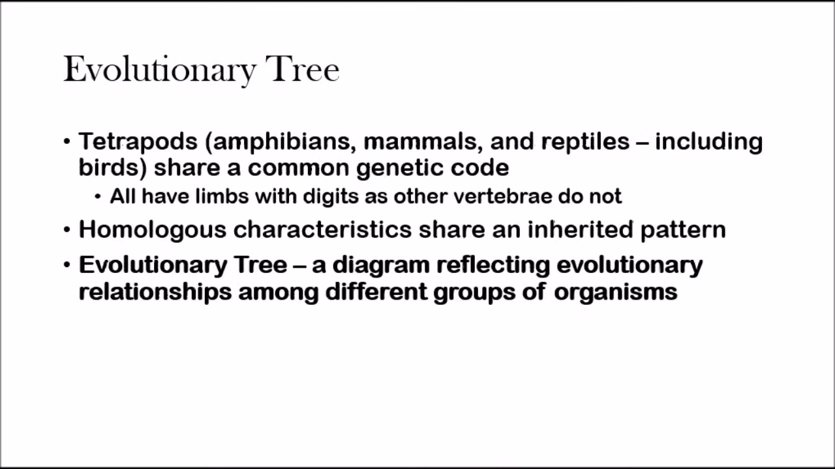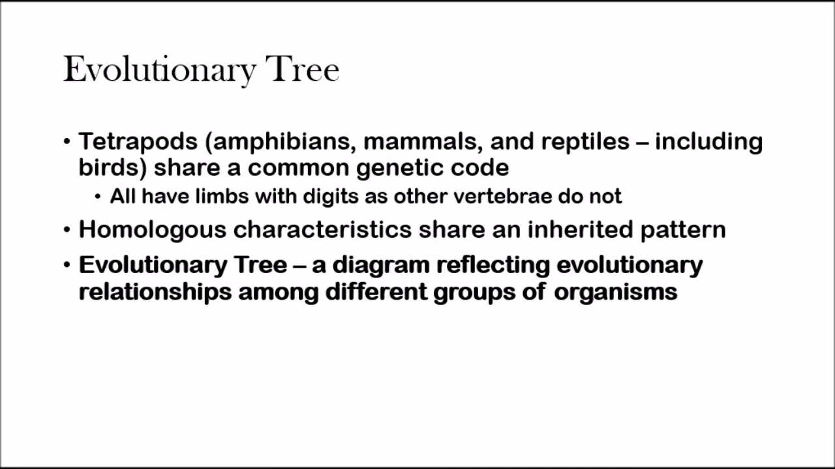Now, an evolutionary tree is a diagram reflecting evolutionary relationships among different groups of organisms, and scientists use this all the time. They draw evolutionary trees to try to represent the path of how we went from one common ancestor into all these different types of species. If you look at tetrapods, they are amphibians, mammals, and reptiles, including birds. They all share a common genetic code. They all have limbs with digits, basically like fingers or something of that kind, but other vertebrates do not. So that would be one leg of the evolutionary tree.